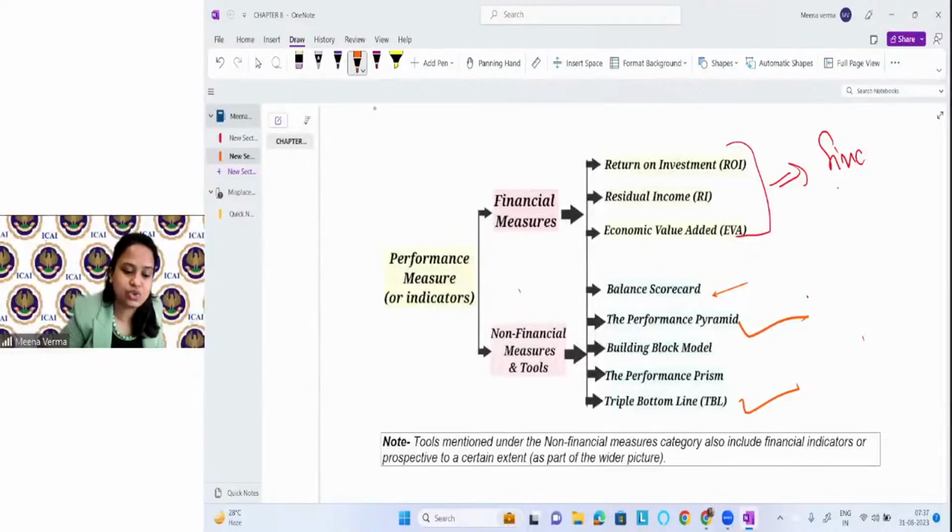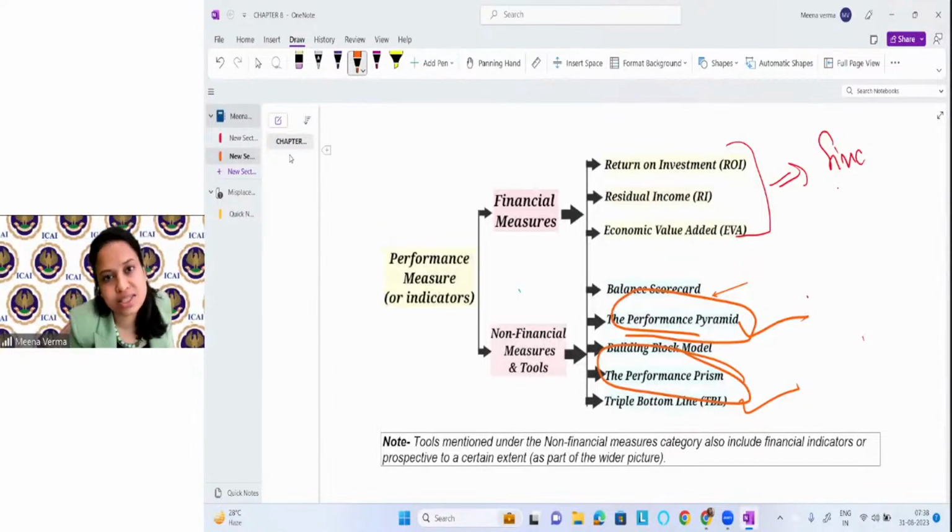You can see actually these 2 models may create confusion in your mind. Just remember that performance pyramid is different from performance prism. They are not the same thing, dear. These are 2 different things. Keep the model in mind.